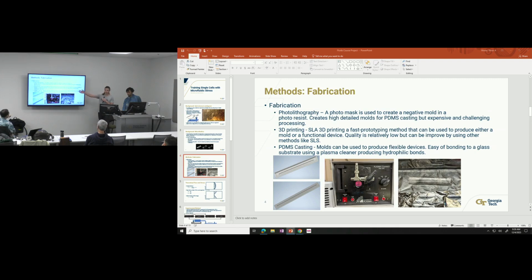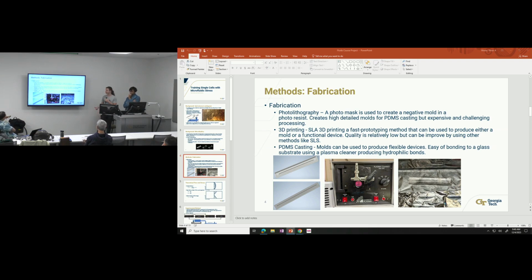The desired method for microfluidics is photolithography, which is very similar to the method used in CMOS. It creates a very highly detailed mold that we can cast PDMS into. But the problem is it's a very expensive and challenging process that requires a clean room. We did not have time for this process for this project, but this would be the end goal. What we ended up using was 3D printing. We used SLA to produce a quick prototype that we can make in about 5 minutes, but it's relatively low quality. We'll show that in a later slide.